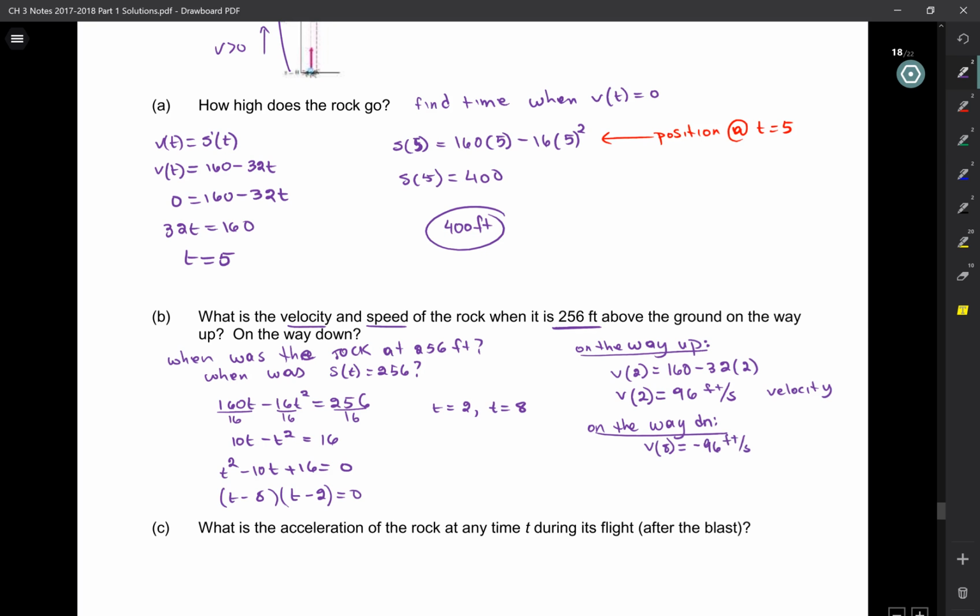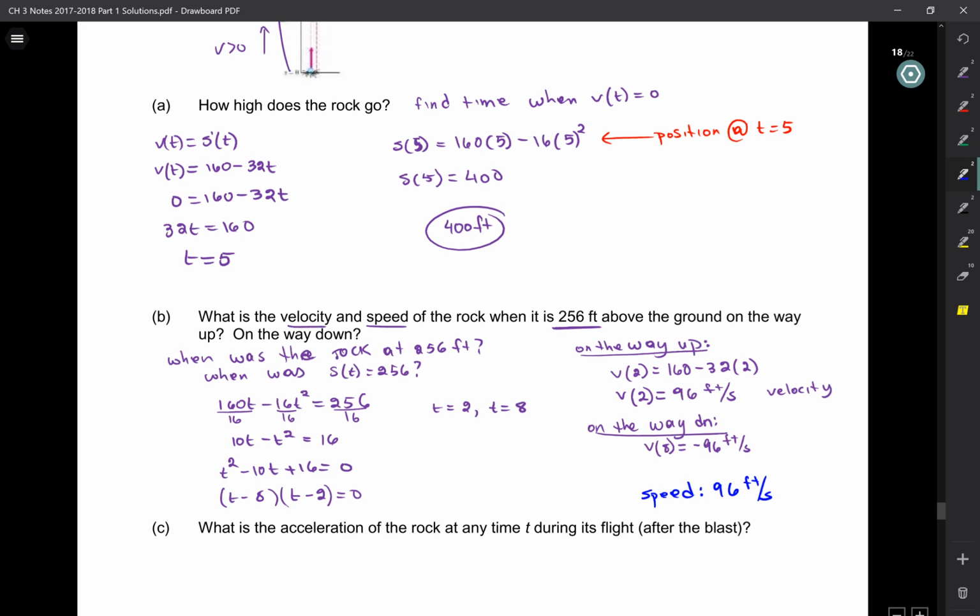That's the velocity. So look at that. On the way up, it's positive 96. On the way down, it's negative 96. Do you see the symmetry? I do. It's satisfying. What is the speed? So do we actually need to show the second one or no? Speed is 96 feet per second.